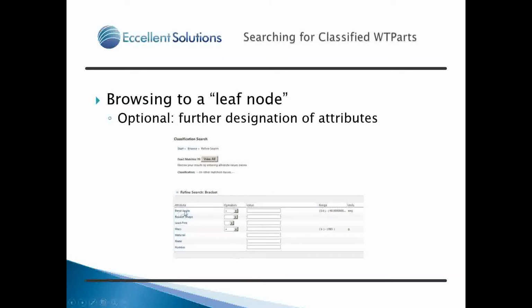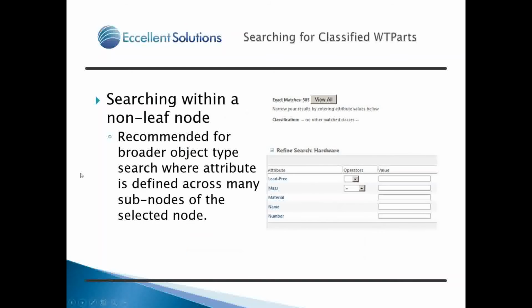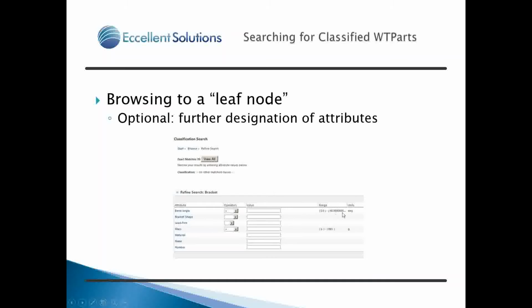For example, the bend angle attribute here is actually a number. So I can say if it equals an exact value, is greater than or less than a value, or is within a range. And what's also nice about this is in the search page, it'll show me, of my classified items, what's the current range of my min and max of classified items and what unit am I working with.